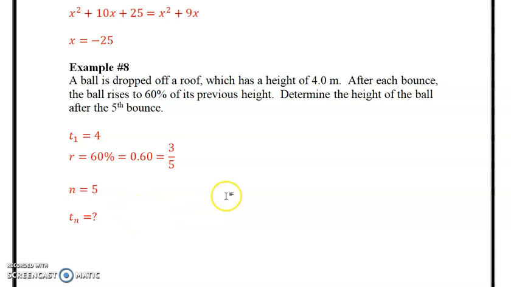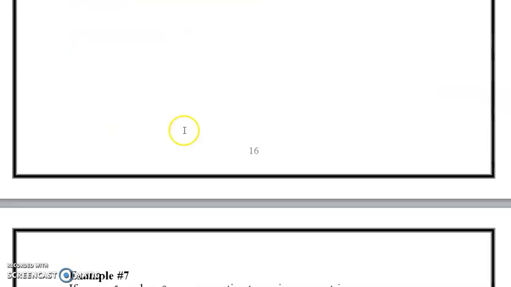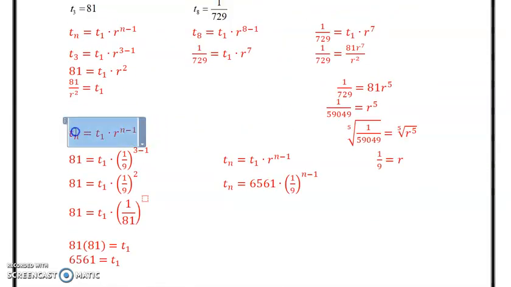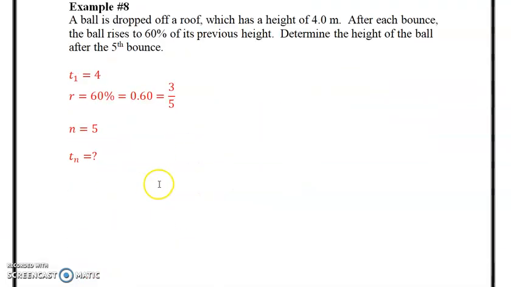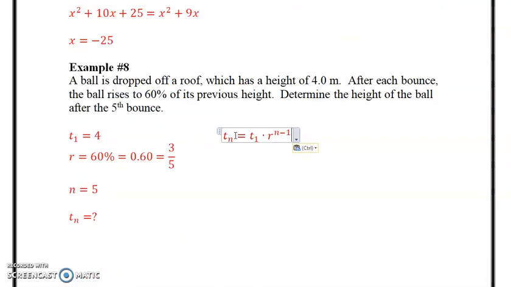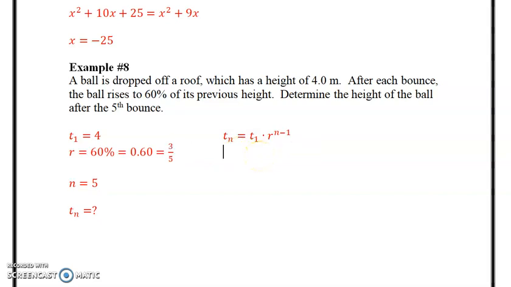So we go to our formula, and we are going to grab our formula. I'm just going to scroll up to grab our formula. There's our formula. Tn is equal to T1 multiplied by r to the n minus 1. Let's fill in the information we have. So Tn is what we're looking for. So we're looking at T5, we can call it if we wish. The first term was the initial 4 meters.